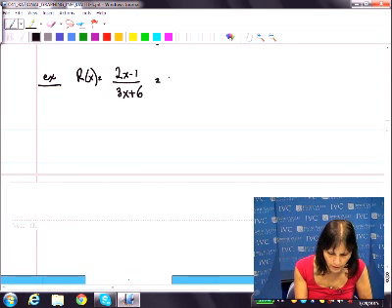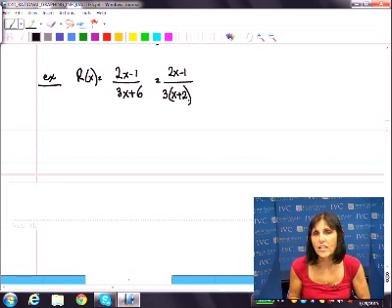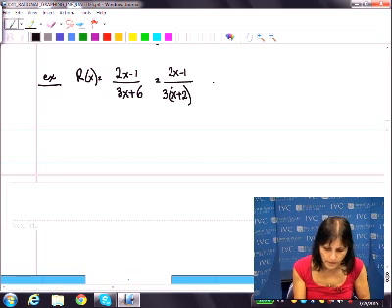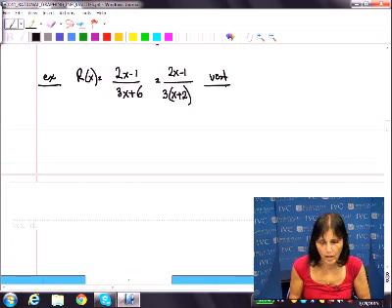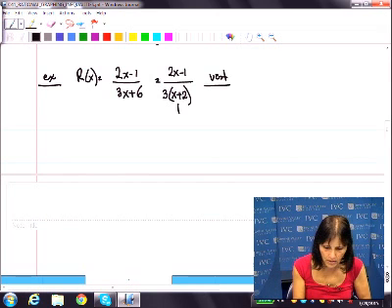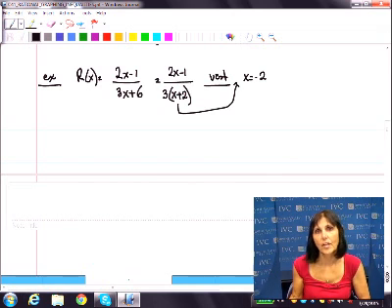Okay, I first factor it. 2x minus 1 over 3 times x plus 2. Alright, let's look at the vertical asymptotes. When do I have a vertical asymptote? When the denominator is 0. When is the denominator 0? It is 0 when x equals negative 2. Here's my vertical asymptote.